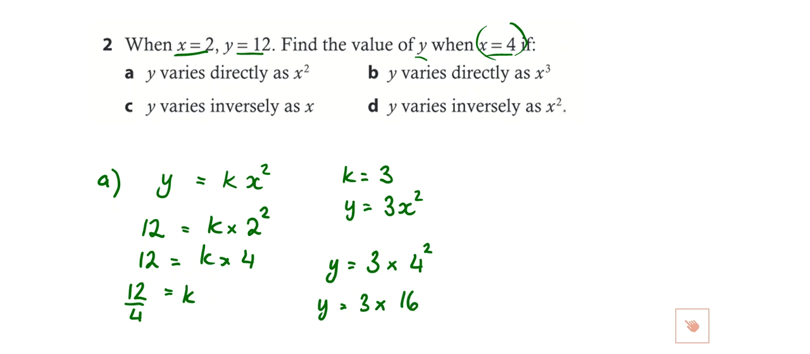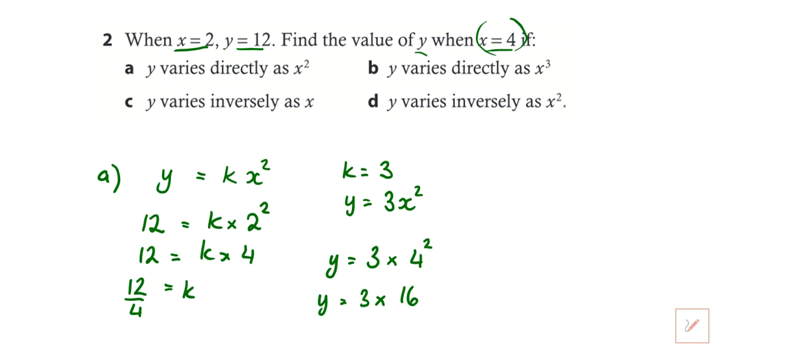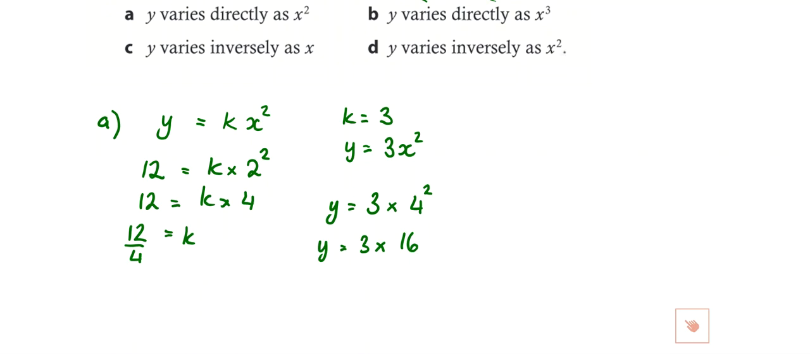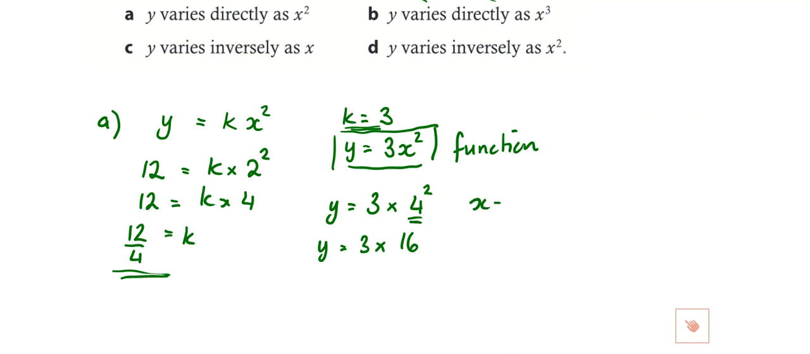16. Go on, Jai. I did rattle through that quite quickly, so where are you confused? Okay, never mind. So I've worked out k there, and I've rewritten it. So there's your pause. This is the function that connects the two. And then I use that to work out when x is 4. Therefore, y is 3 times 16, so y is 48.